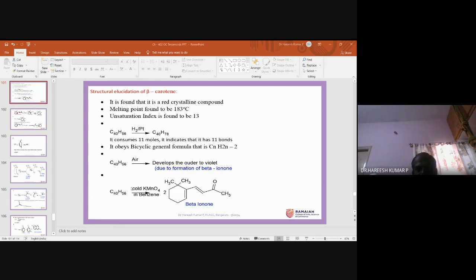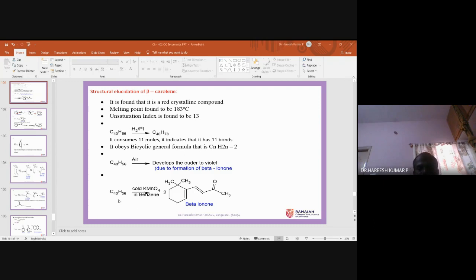Similarly, when carotenoid is subjected to oxidation, more particularly in cold condition, that means carotene is not heated with KMnO4. Carotene is added to a KMnO4 solution in benzene at cold. Cold means less than room temperature, maybe 5 degrees or 10 degrees or 15 degrees. Less than room temperature is called cold.